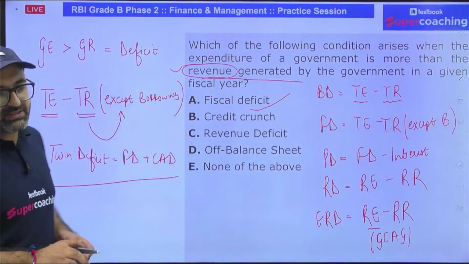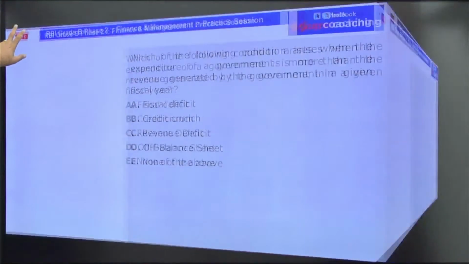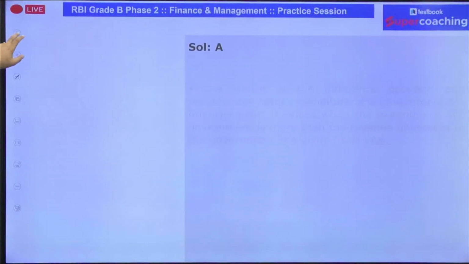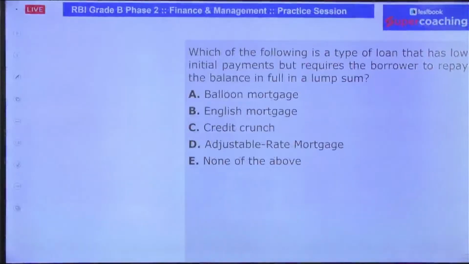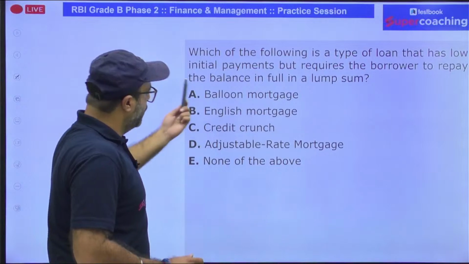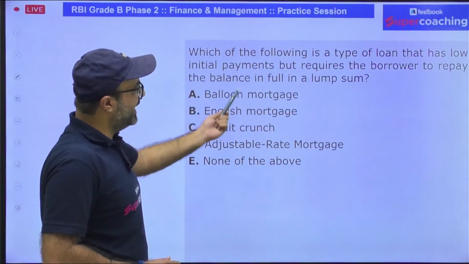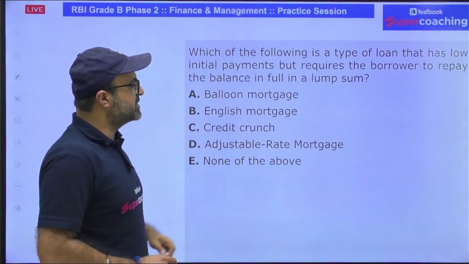You might have learned something new. Moving on to the next question. The next question says, which of the following is a type of loan that has low initial payment but requires the borrower to repay the balance in full in a lump sum payment?